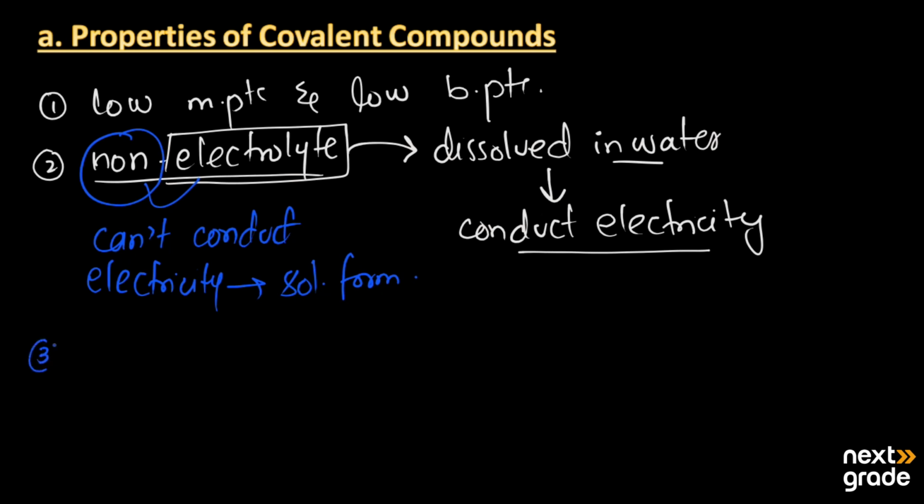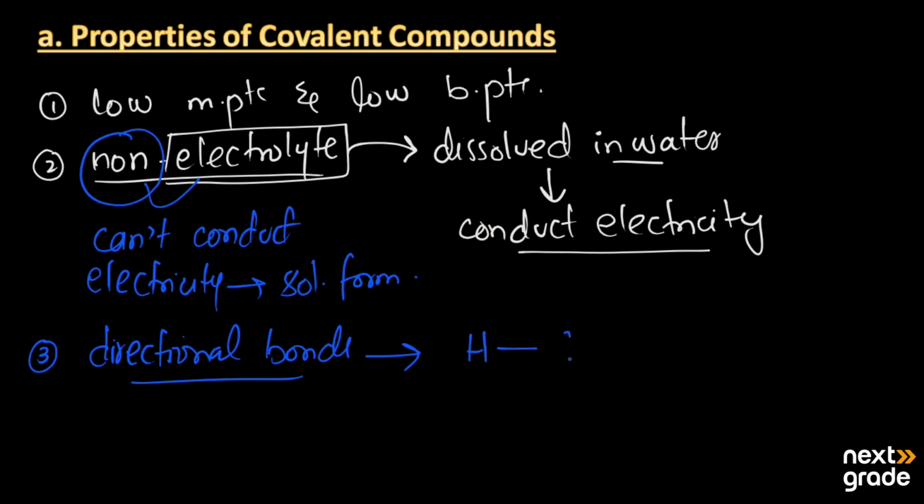Next, the third property of covalent compounds is that the bonds are directional. How are these directional? In HCl, there is mutual sharing of electrons between hydrogen and chlorine. Chlorine has a partial negative charge and hydrogen has a partial positive charge. Now the bond is directional from the positive to the negative end. So there is a direction of the bond.